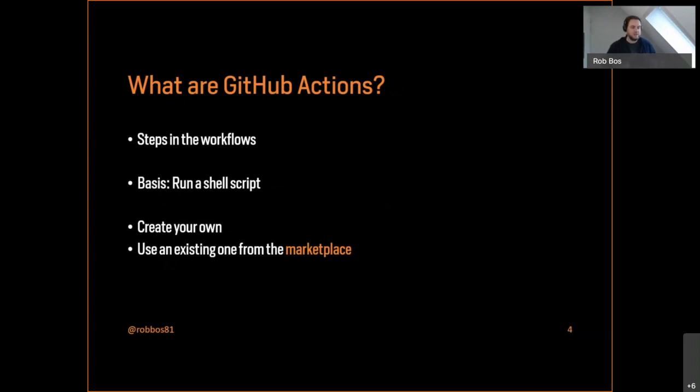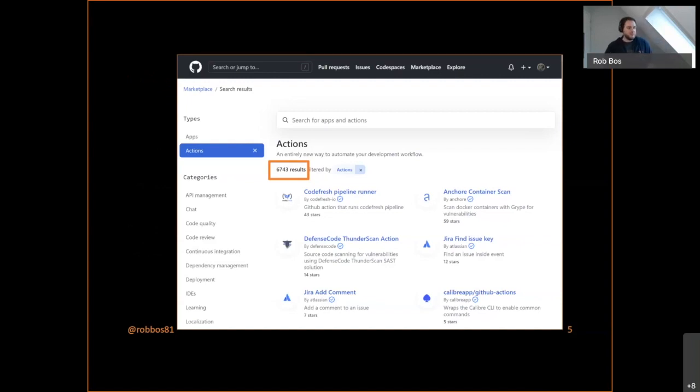The actions then are the steps in your workflows. So it's not just GitHub Actions. You can trigger a workflow and something runs in it. In the basics, you can run any shell script that you have and do something in there. But you can also use GitHub Actions that are basically a precompiled version of a shell script for you. You can create your own, or you can use an existing one from the marketplace. Last time I checked, there are over 6,700 results in the GitHub marketplace. So usually there's something there that's available for you to use, so you don't have to reinvent the wheel yourself.